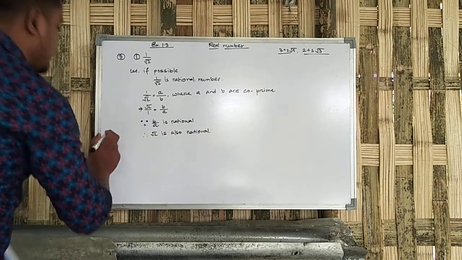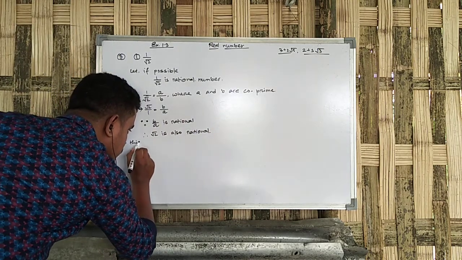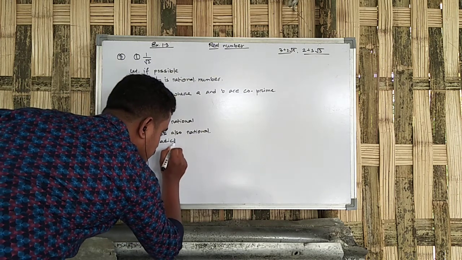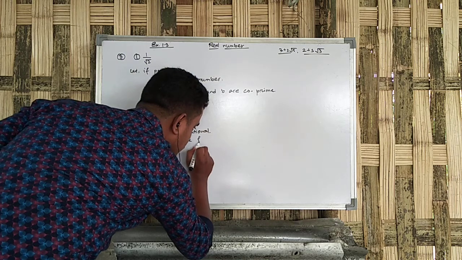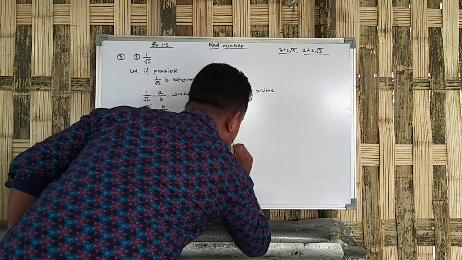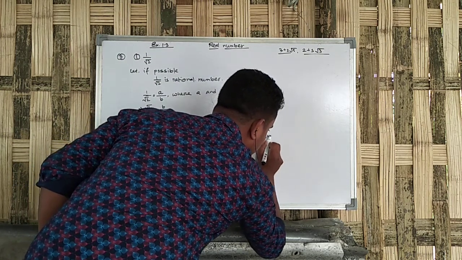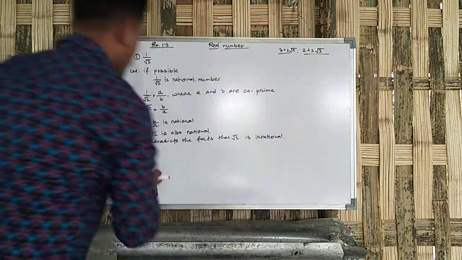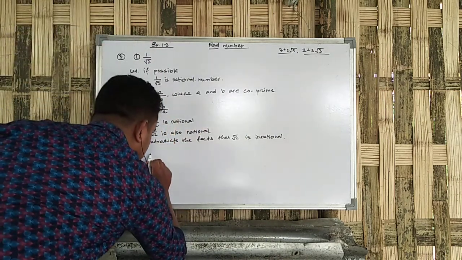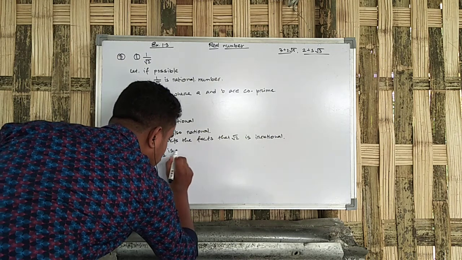Now we know that root 2 is an irrational number. But this contradicts the fact that root 2 is irrational. So that's why 1 by root 2 is also irrational. Therefore 1 by root 2 is irrational.